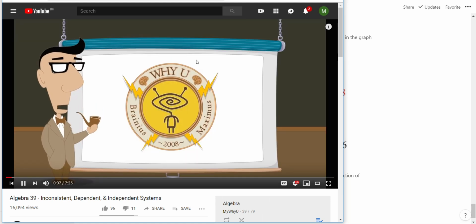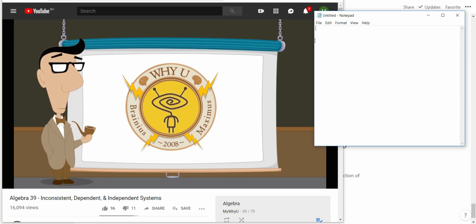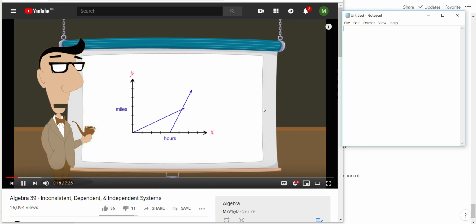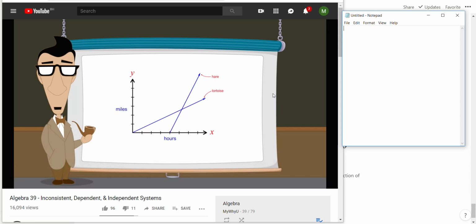Welcome to YU. In the previous lectures, we saw how a race between a tortoise and a hare could be mathematically represented by a system of two linear equations. Graphing their distances from the starting point as functions of time, the tortoise starts first, traveling at a constant speed of 1/2 mile per hour.